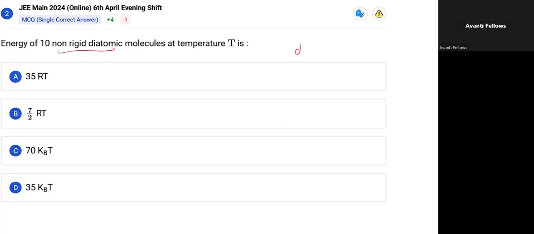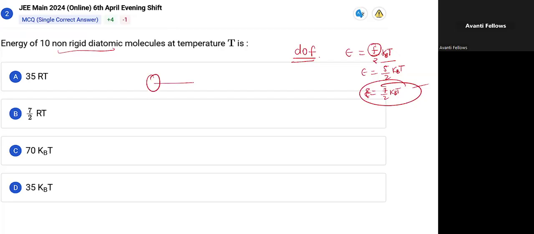Now, we strictly talk about the degree of freedom of a gas. And in terms of degree of freedom, total energy is given by f by 2 kB T. Now, if the degree of freedom is 5, then energy will become 5 by 2 kB T. If degree of freedom is 7, then energy will become 7 by 2 kB T. Now, if this is a diatomic molecule, which means we have two atoms, like a dumbbell.